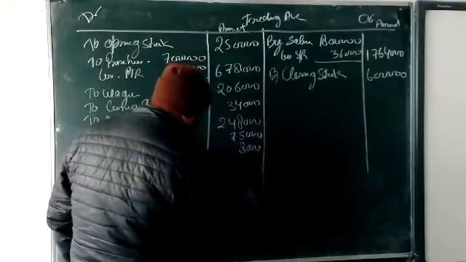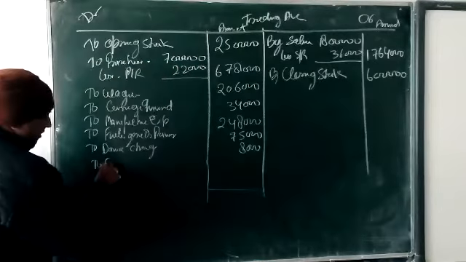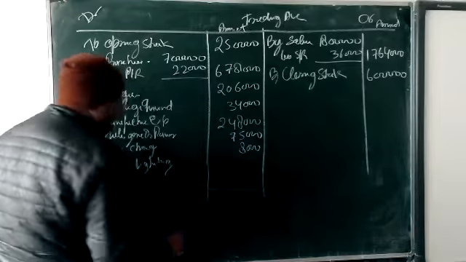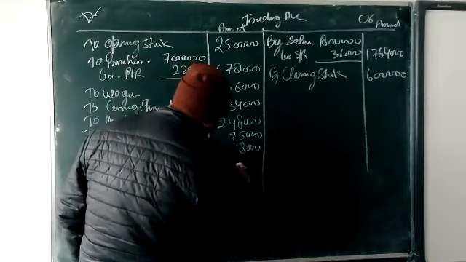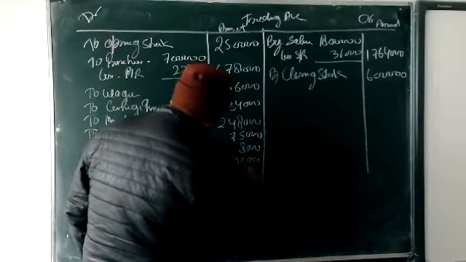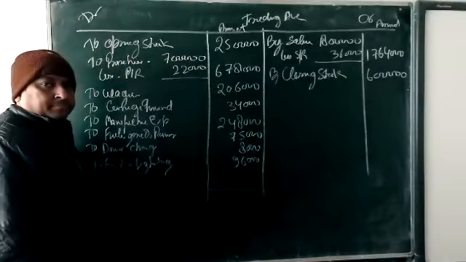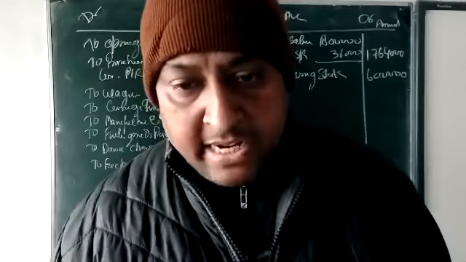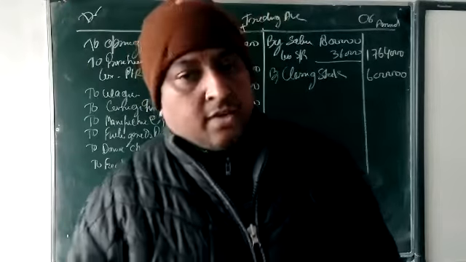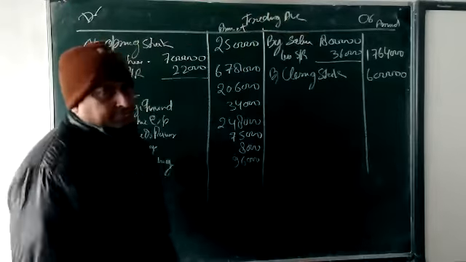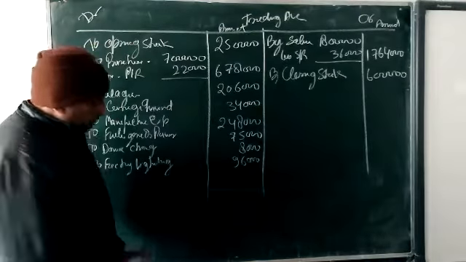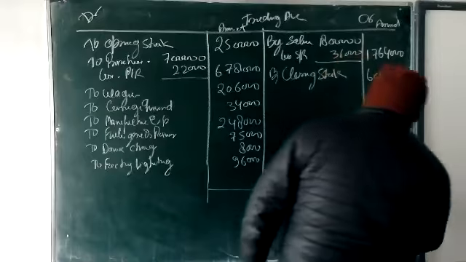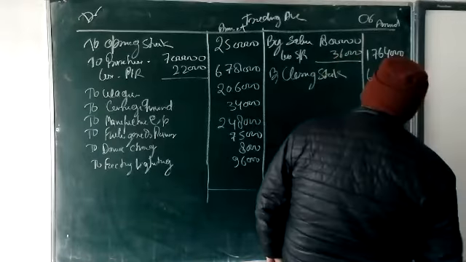Then anything else? Sir, factory lighting. Yes, going to take. Amount? Sir, 96,000. Next, office lighting. Office lighting is an indirect expense that will be taken in the P&L account, beta. We are not going to take it here. Next. Sir, that's it. Finished? Okay, yes. Now we are going to total the other side.